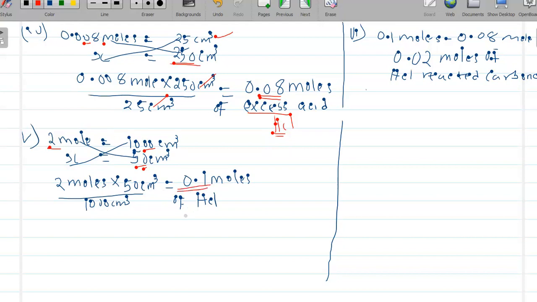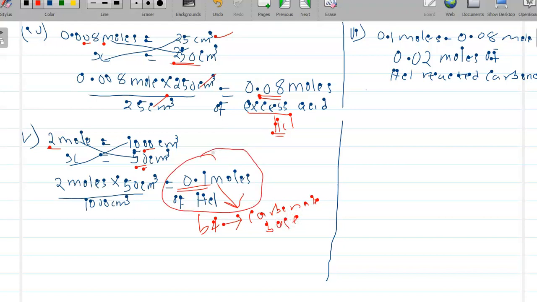Then you get 0.1 moles of HCl. This is the number of moles of HCl before it reacts with either the carbonate or the base. We can also call it the total number of moles of HCl before it reacts with anything. This is the total number of moles of HCl.